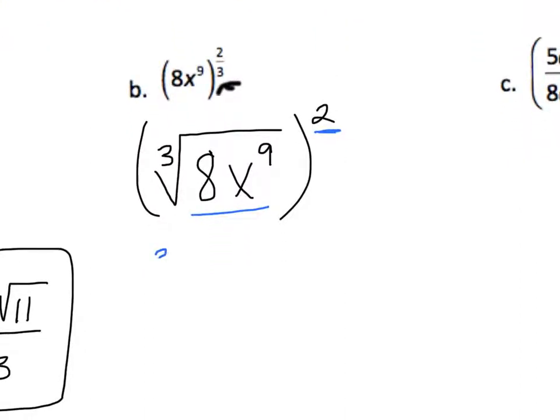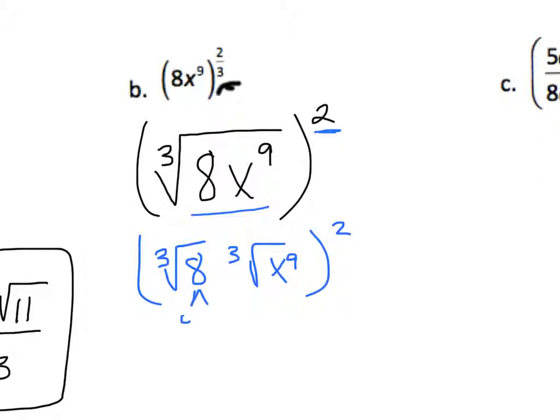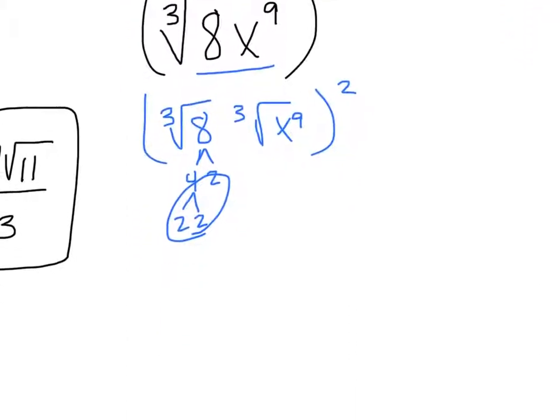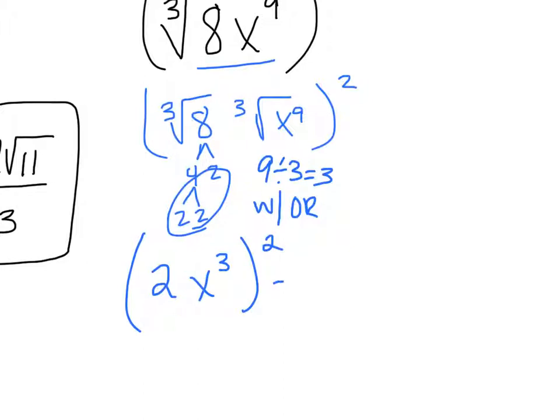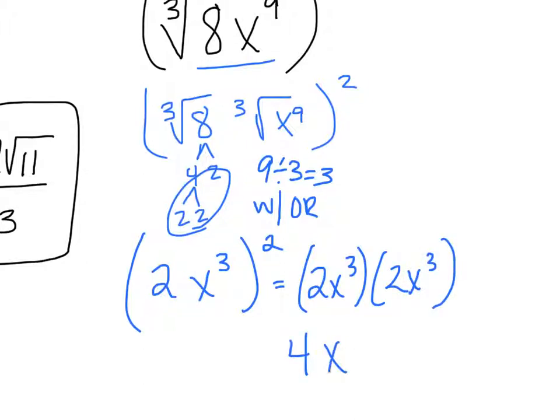So breaking down, I've got the cube root of 8 and the cube root of x to the 9th. And remember you're squared. So 8 is 4 and 2, 2 and 2. So you got a group of 2's. So 2 will come out with no root left over. And x to the 9th, you think 9 divided by 3 is 3 with no remainder. So you just have x to the 3rd that comes out. And now we're going to square that. So remember, this equals 2x to the 3rd times 2x to the 3rd. So it's going to be 4x to the 6th.